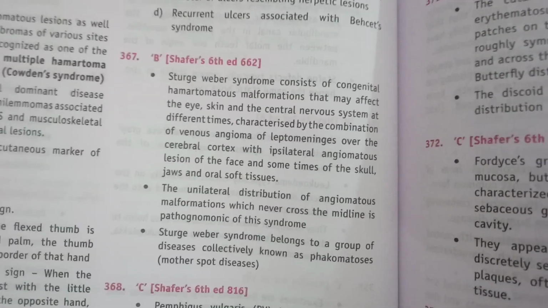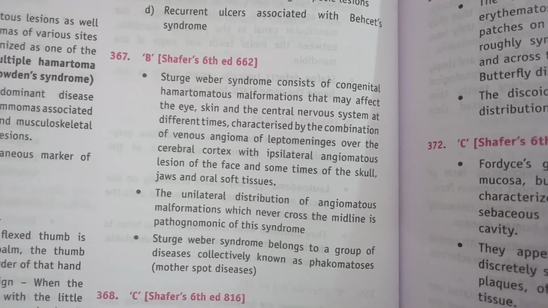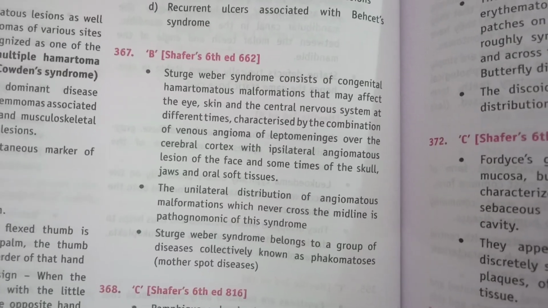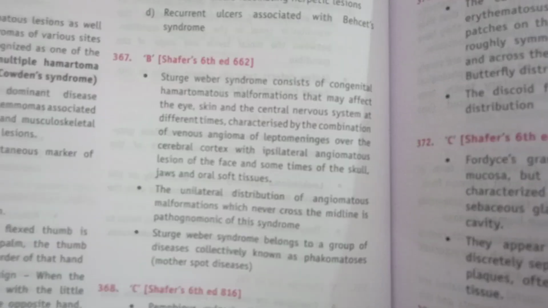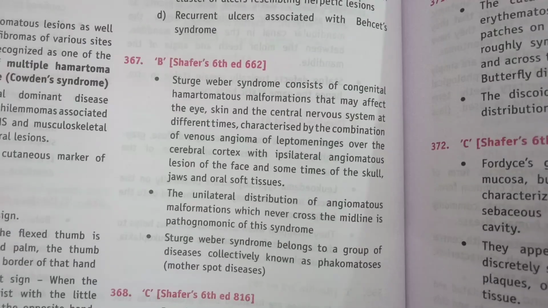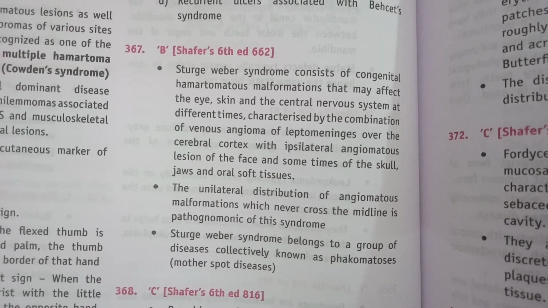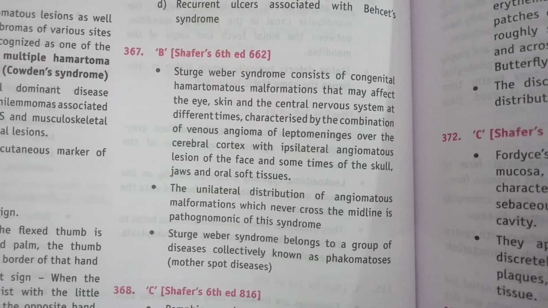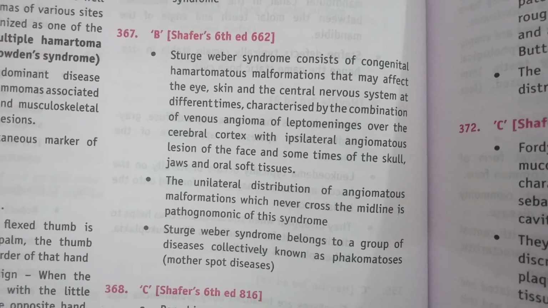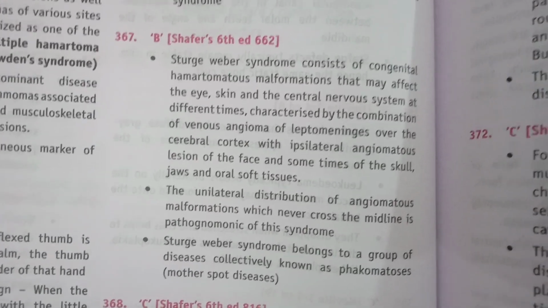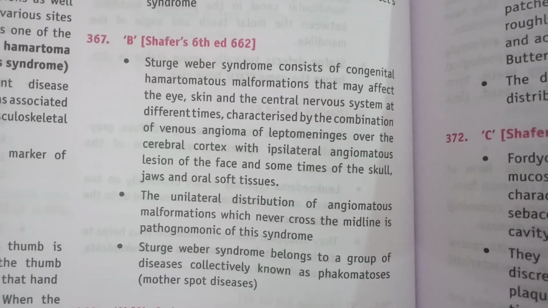Explanation. Sturge-Weber syndrome consists of congenital hamartomatous malformations that may affect the eye, skin and the central nervous system at different times, characterized by the combination of venous angioma of leptomeninges over the cerebral cortex with ipsilateral angiomatous lesion of the face and sometimes skull, jaws and oral soft tissues. The unilateral distribution of angiomatous malformation which never crosses the midline is pathognomonic of this syndrome. Sturge-Weber syndrome belongs to a group of diseases collectively known as phakomatoses, mother spot diseases. So these are the important points. We'll go to another question.